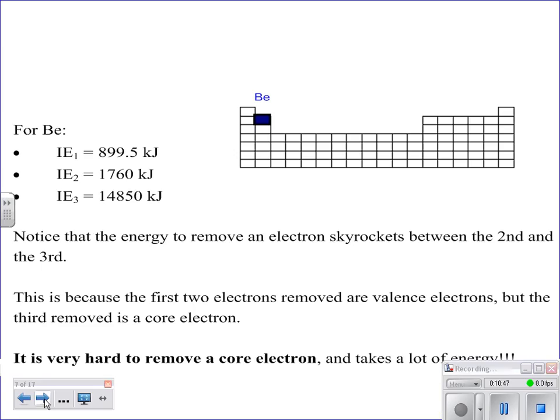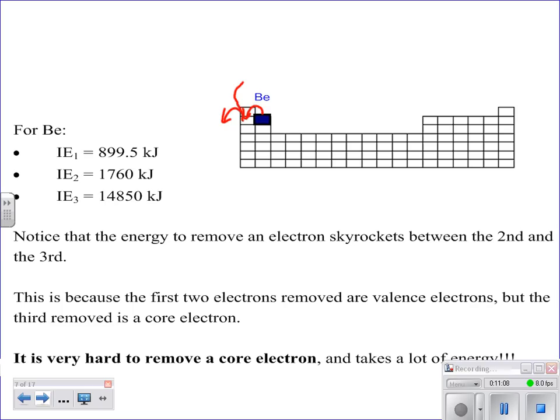So here's what you guys have on your paper. We see beryllium as our example. To grab one electron, not so bad. It then takes on the configuration of an alkali metal. To grab a second electron, not so bad. That would go on to an electron configuration of a noble gas.